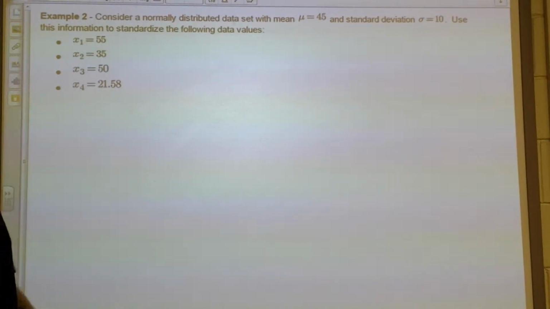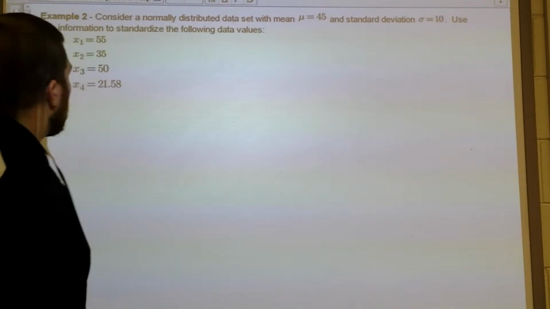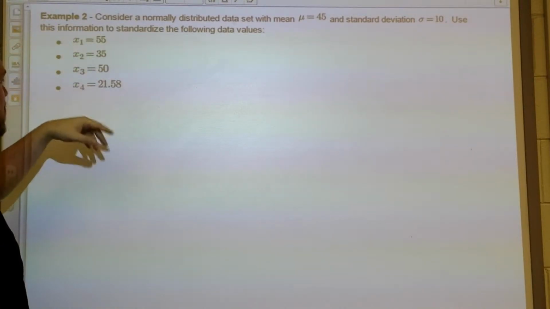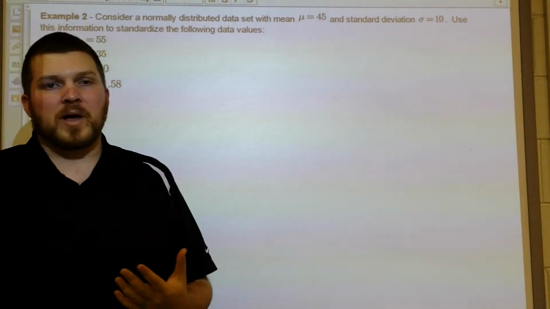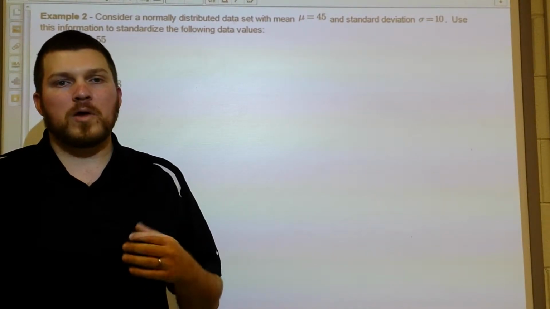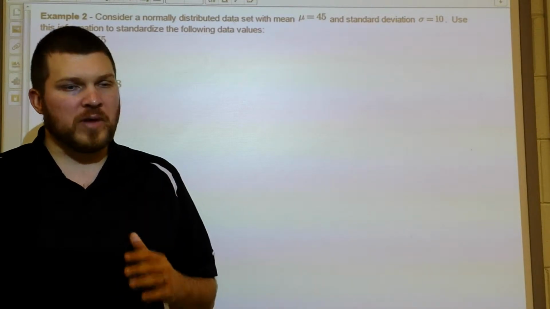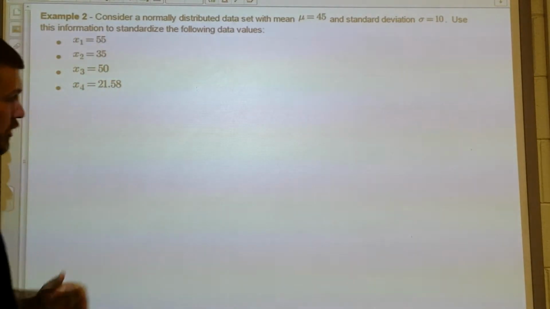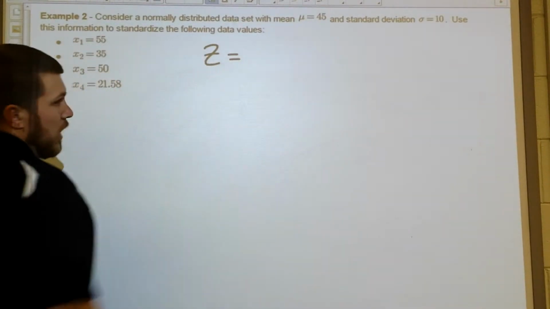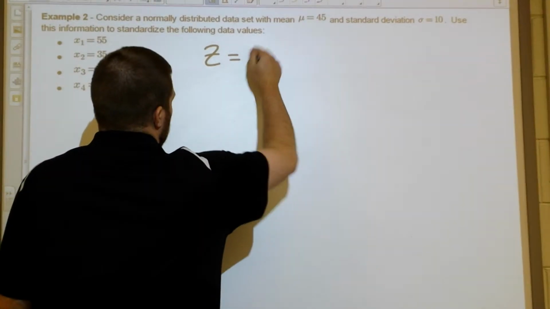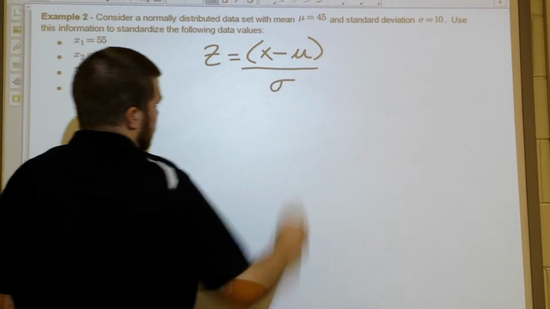So let's do a few examples. In this example, we're going to consider a normally distributed data set with mean 45 and standard deviation 10. We're going to use this information to standardize all four of these individual data points. These data points are coming from a normally distributed data set, but we want to standardize them so that we can talk about them in the same common general mathematical language that we can with every other normal curve. So the formula again that we're going to be using: z, our standard score, is our original score minus the mean, divided by the standard deviation.